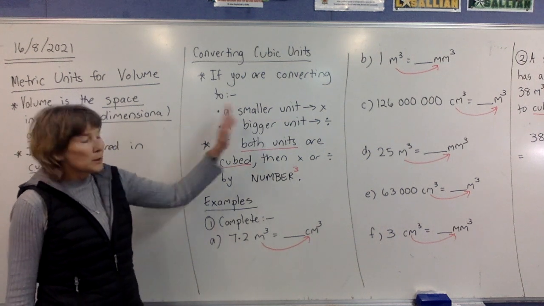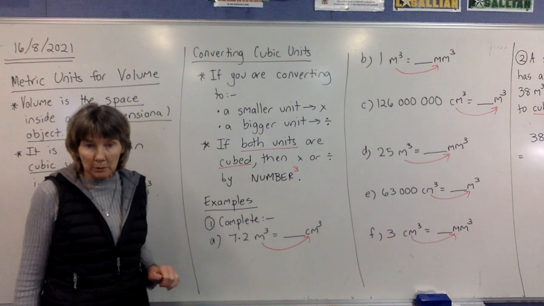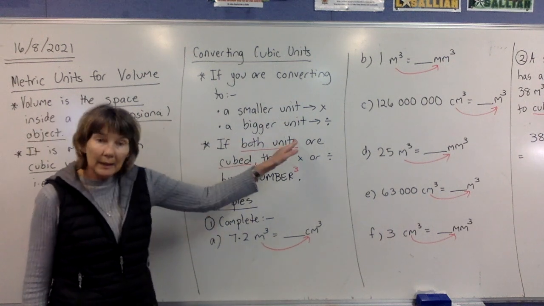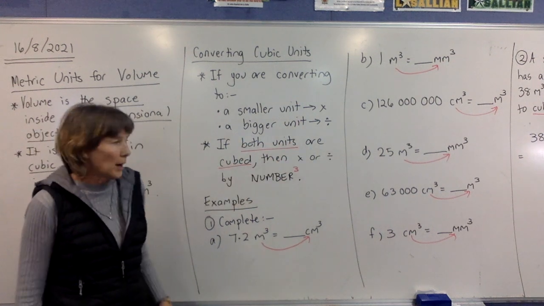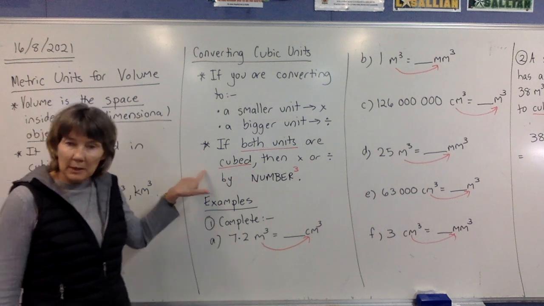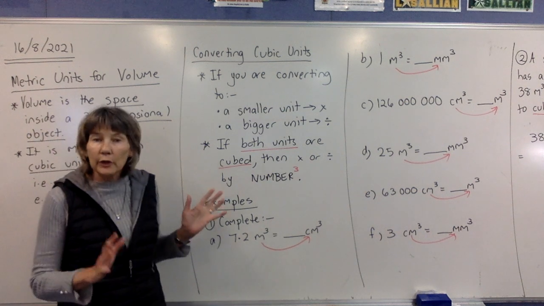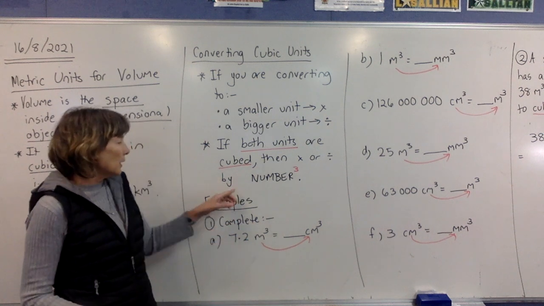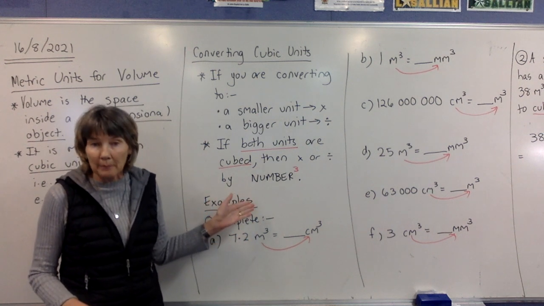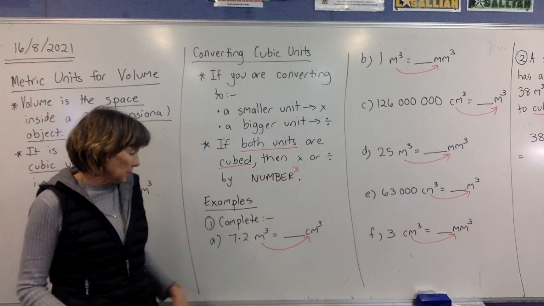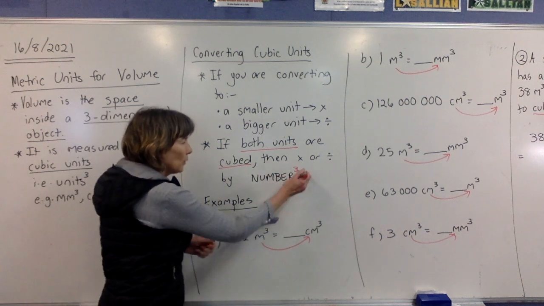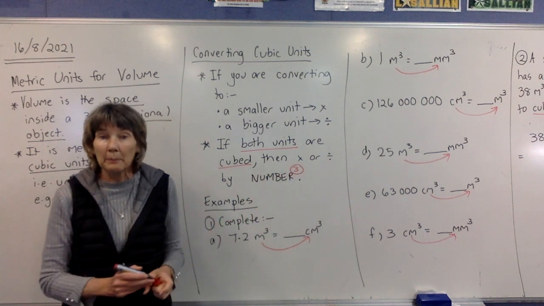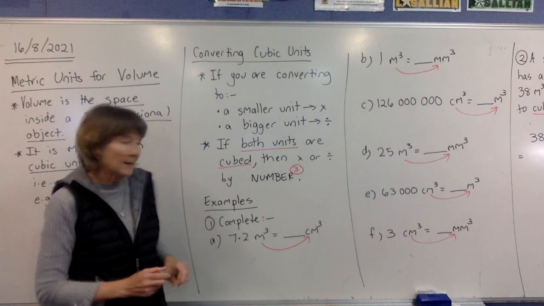So if we go to a smaller unit, you already know that you multiply. And if we go to a bigger unit, we already know that we divide. But this is where it becomes different. So if both the units that you're converting from and to are cubed, then the number that you multiply or divide by also has to be cubed. This becomes really important. And this is the part where people go wrong a lot in the exam.